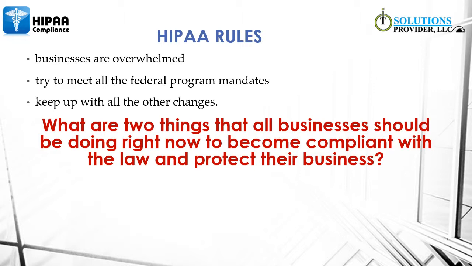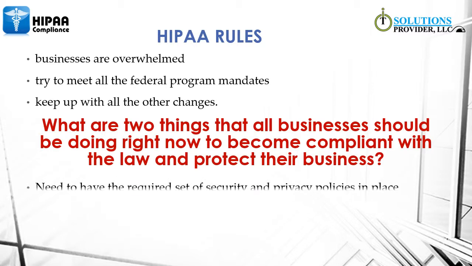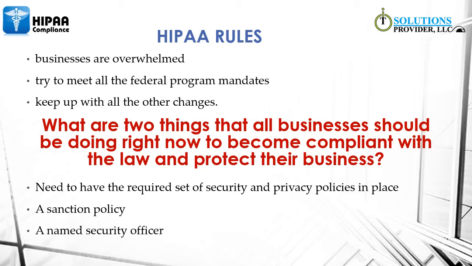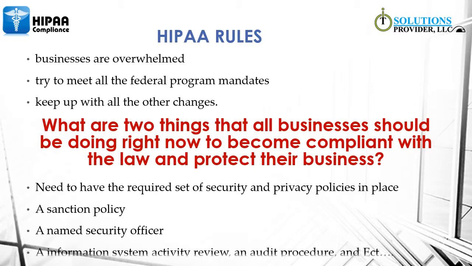One: the business needs to have the required set of security and privacy policies in place. Most businesses have some privacy policies in place, but are missing the security policies. For example, you need to have the following policies and procedures: a sanction policy, a named security officer in your organization, an information system activity review and audit procedure, and many others.